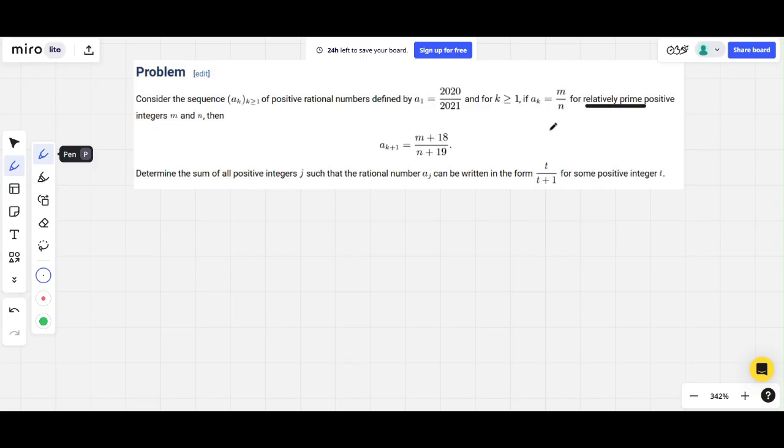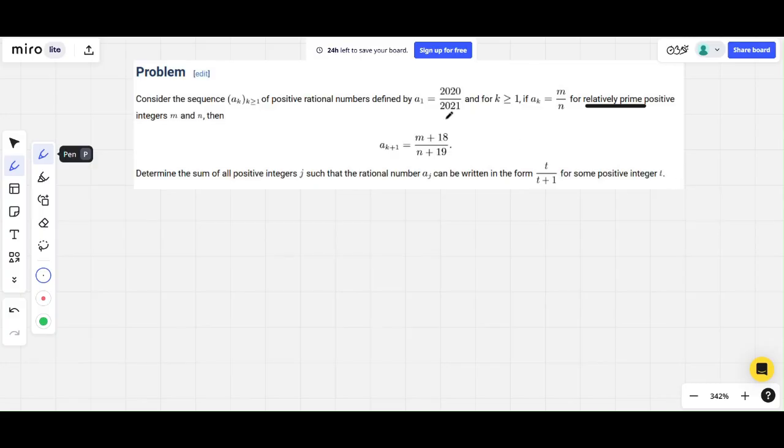So that means that before we move on to the next term, the fraction is going to be completely simplified, where the numerator and denominator share no common factors. And then after that simplification process is done, we add 18 to the numerator and 19 to the denominator. And we're asked to determine the sum of all positive integers j such that the number a_j can be written in the form t/(t+1) for some positive integer t.